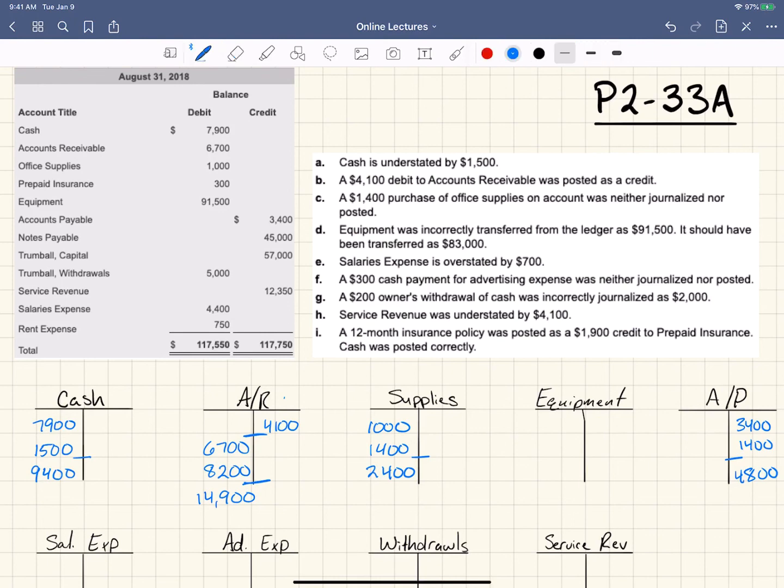Equipment, D. Equipment was incorrectly transferred from the ledger as 91.5. It should have been transferred as 83, okay? So we've got a balance here of 83. Oops, I'm sorry, that's what it should be. We've got a balance here of 91.5. And let me switch to blue. I'm all over the place here. 91.5, and we want it to be 83.